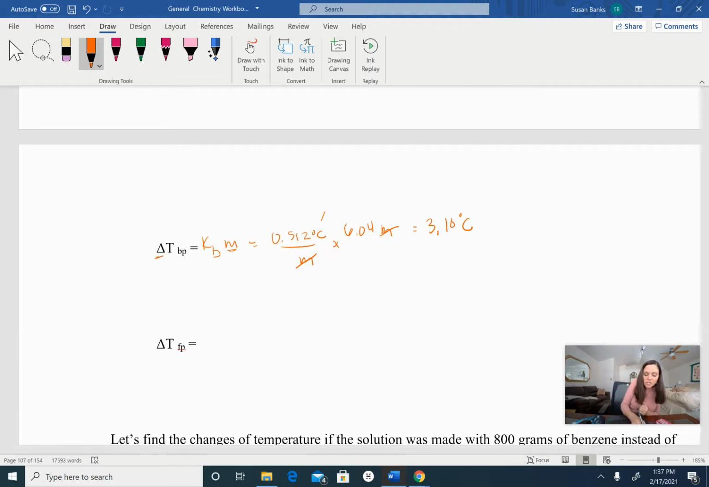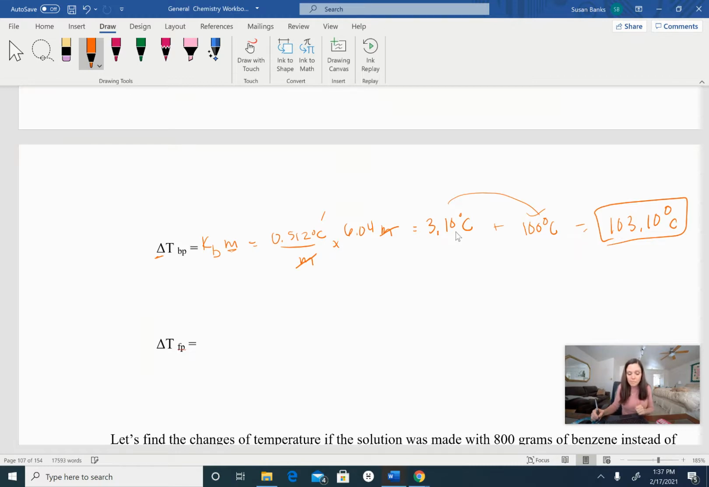That's just the change. Now, if we really wanted to see what our new boiling point was, water boils at 100 degrees Celsius, doesn't it? We would add this change to it. So our new boiling point would be 103.1 degrees Celsius with that solution.